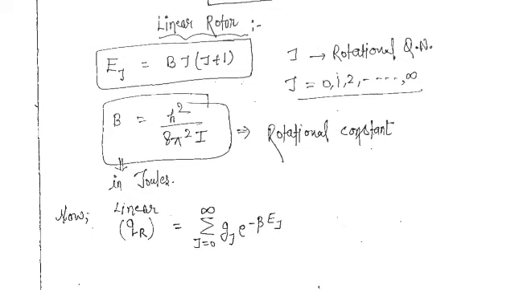We had just substituted i with j. Alright, so j is the rotational quantum number, and its value can be 0 to infinity. Alright, so are you clear with this or not? Okay.